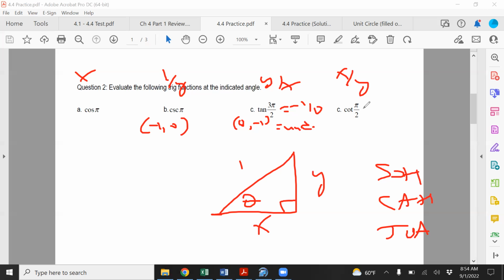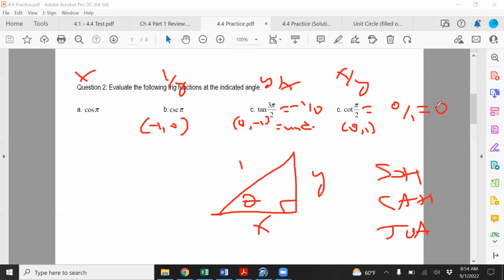Cotangent of pi over 2. That's at (0, 1). Cotangent is x over y, so you get 0. So yeah, that's how you do it.